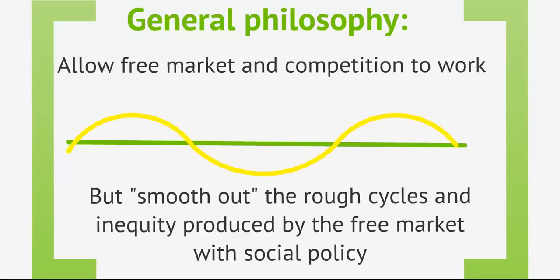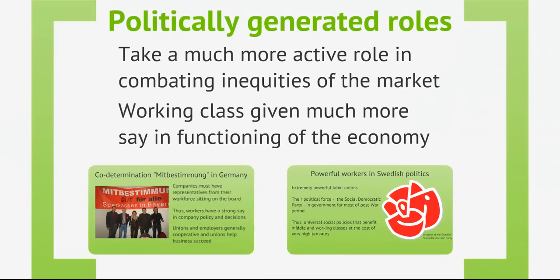These states use social policy much more than the regulatory state to smooth out the business cycle and the inequality produced by capitalism. Thus, we can say that these states spend more on the politically generated rules of the market, and the working class tends to be much more well-positioned to make decisions about the economy.